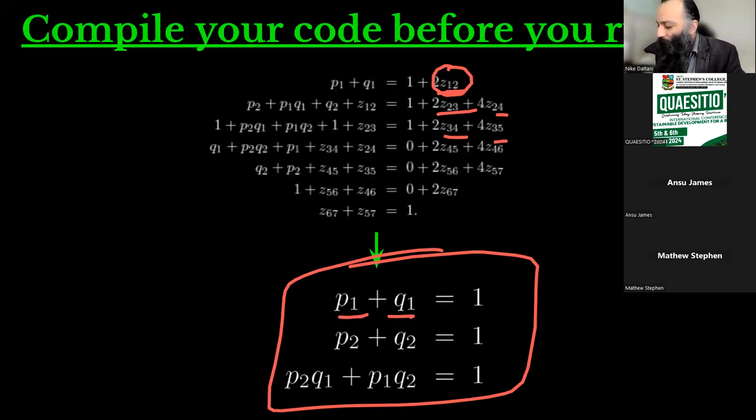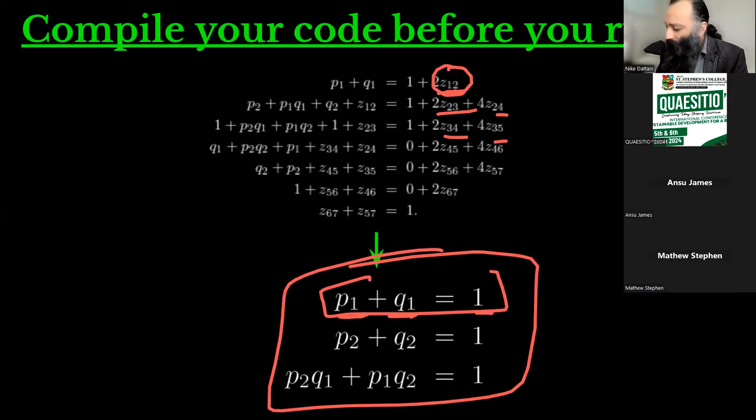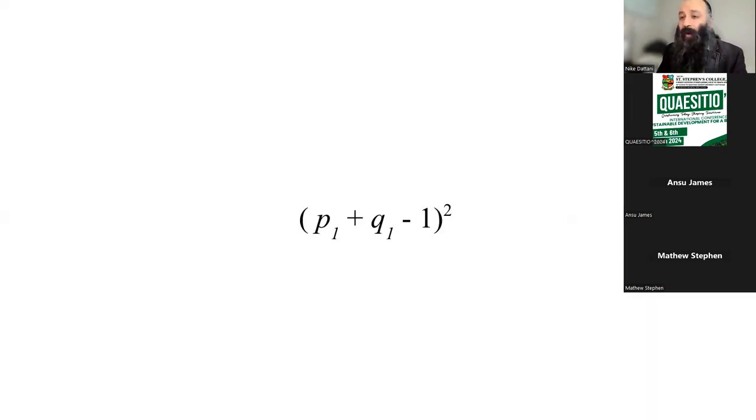One of them is P1 plus Q1 equals one. We've eliminated a lot of the variables by using the type of logic that some of the people in the chat were able to figure out. So, P1 plus Q1 minus one, squared. I'm going to start with this equation and I'm going to square it. Someone tell me what the minimum of this function is.